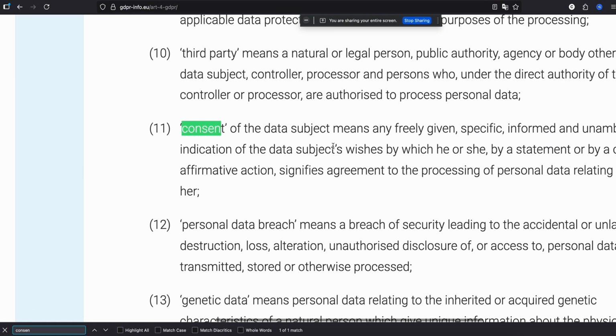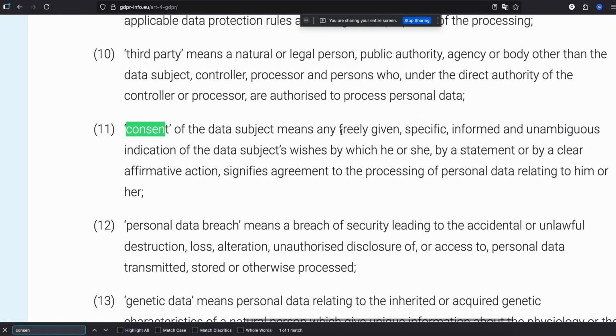Consent of the data subject means freely given. So how should I know that consent is freely given? I need to give you a mechanism by which you can withdraw your consent. Just like a cookie banner, they give us options: reject all cookies, accept essential cookies, allow all cookies.